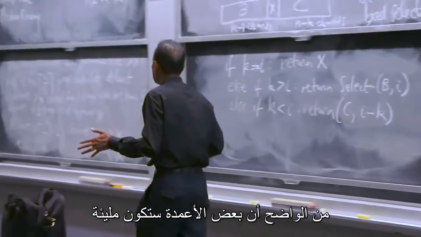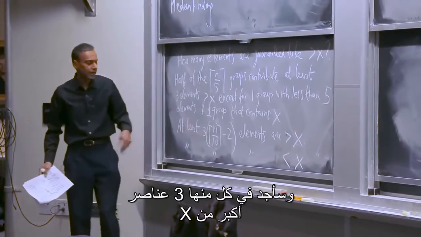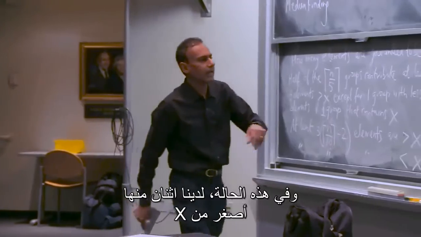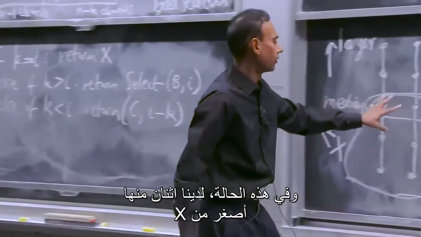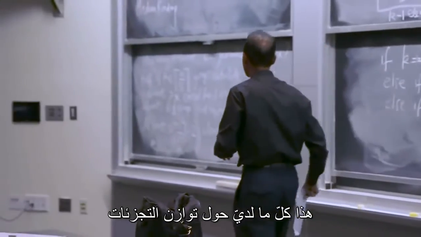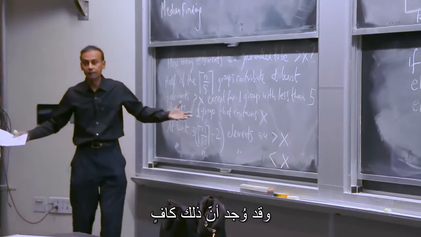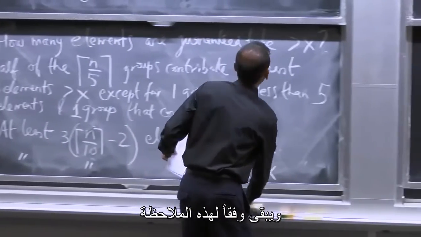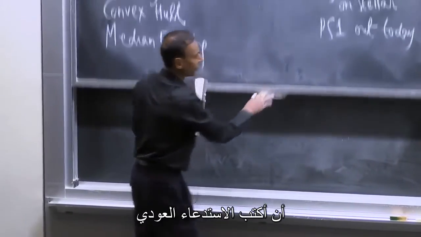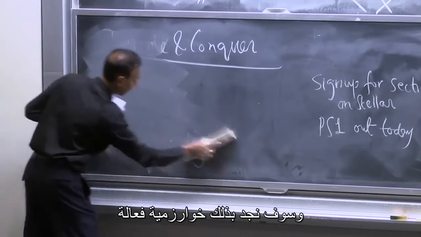It is clear that I'm going to have a bunch of full columns that are going to be contributing 3 elements that are greater than x, and in this case I have 2 of them here for the less than x, and I got 1 for the greater than x. So that's all that I'm saying with respect to the balance of the partitions. And it turns out that's enough. All I have to do with this observation is write the recurrence, and we're going to get an efficient algorithm.